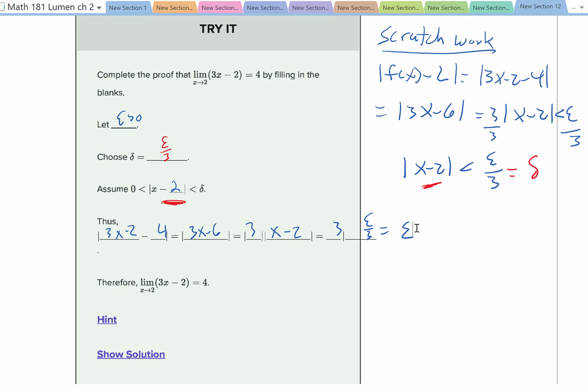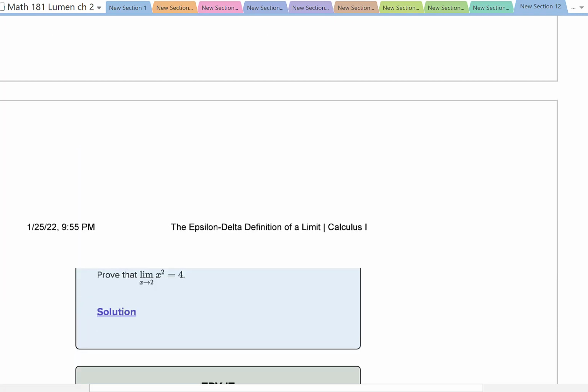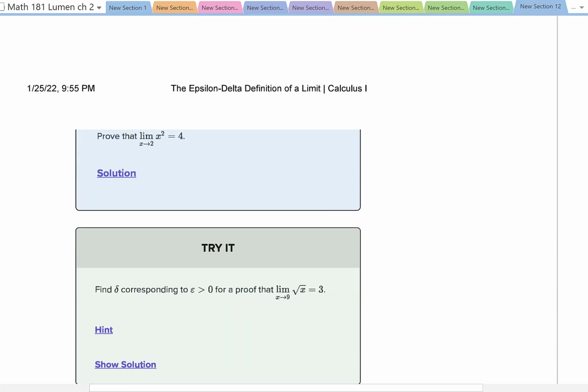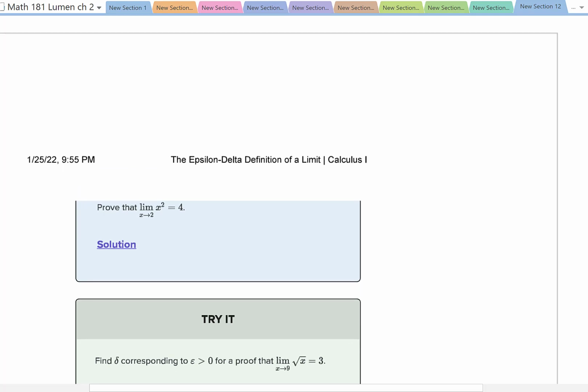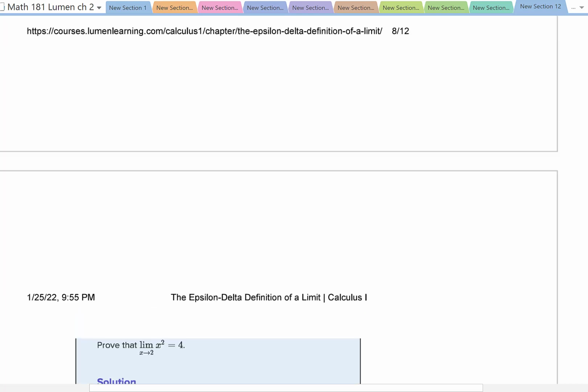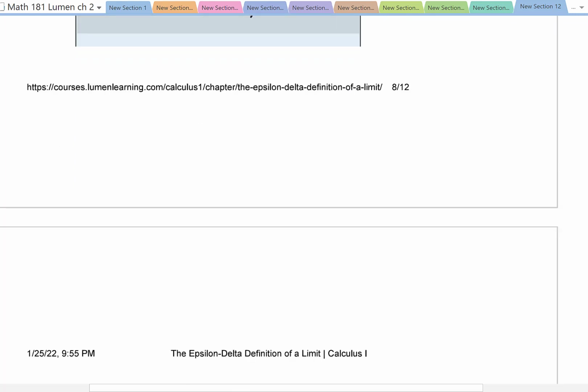Our next one, let's see what our next one is. I think I have another one before we get to, okay, we're going to do the limit as x approaches 2 of x squared equals 4. I thought I had another one in here to do first. Oh, okay.